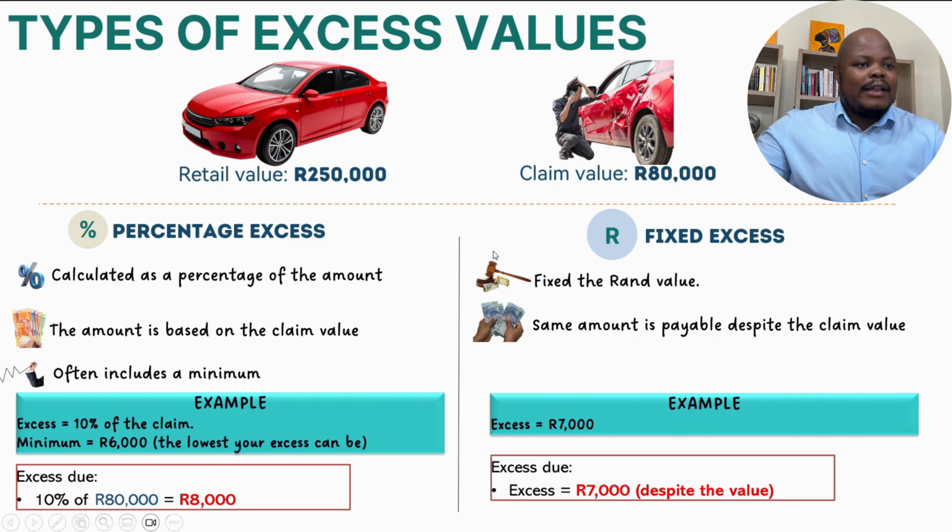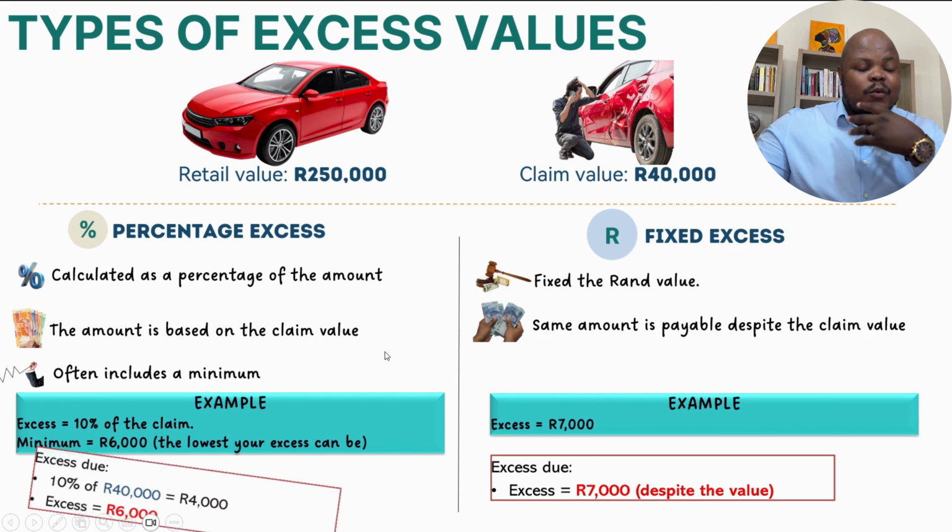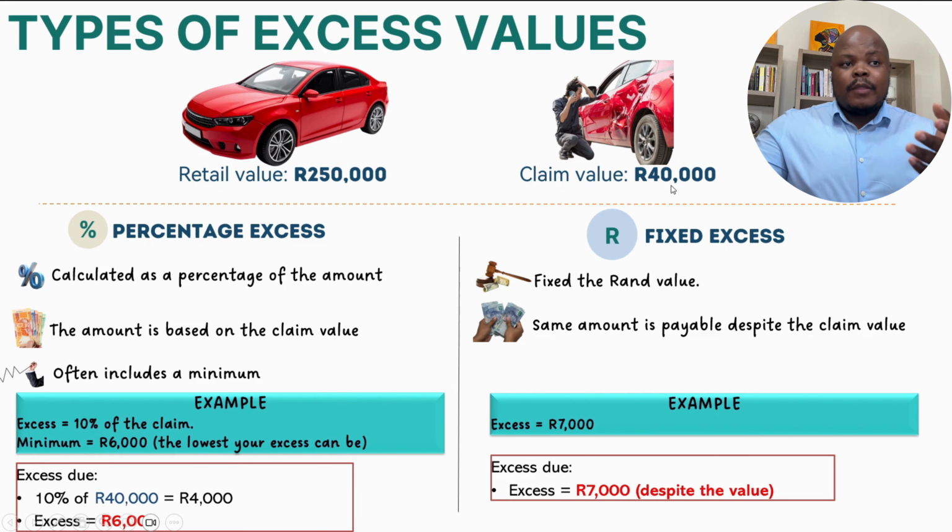On the other hand, let's look at it in a different way, whereby the claims value is a little bit lesser. Let's make an example of 40,000 rand. Let's say your loss is 40,000 rand. Applying the very same excess and the same minimum under the percentage excess, your excess would be 10% of 40,000, which is the loss, which is equal to 4,000 rand. However, the excess that will be due will be 6,000 rand, because you will never pay less than 6,000 rand, because the greatest one here is the minimum.